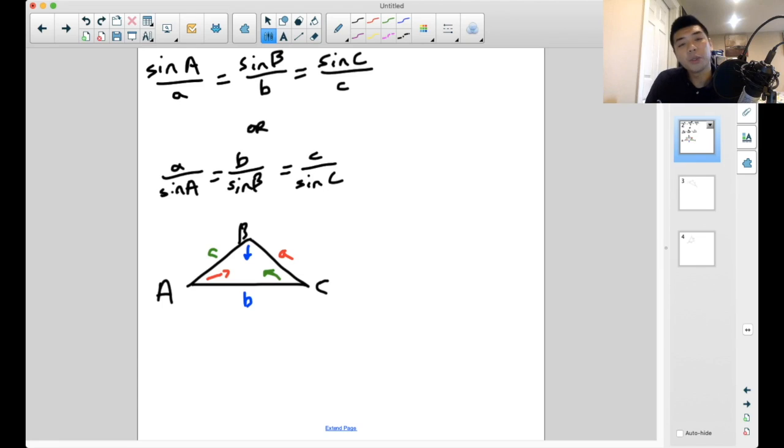Now, how do I know which one of these variations I should be using in order to solve for an unknown variable? Well, again, that depends on what type of triangle is given to you and what characteristic or what variable you're actually being asked to solve for.